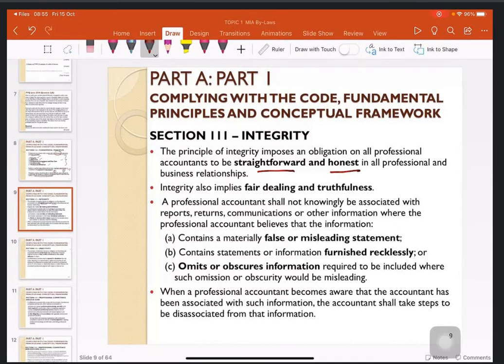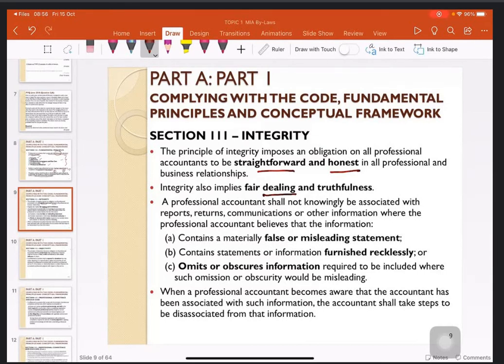Okay. You also need to be honest when we conduct the audit. Honest ni bukan saja in mind, tetapi people pun akan nampak you sebagai honest and independent when we conduct the audit. Okay. Integrity also imply fair dealing. Okay. You mestilah fair dealing dengan your client. Tak boleh macam bagi misleading information ataupun macam you try to offer low audit fees to attract them to hire you as the auditor and so on.